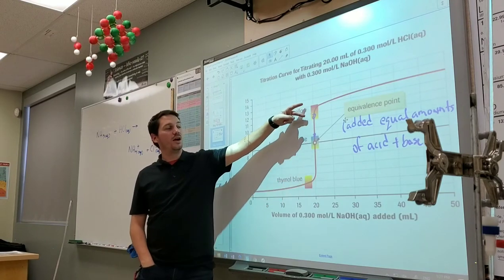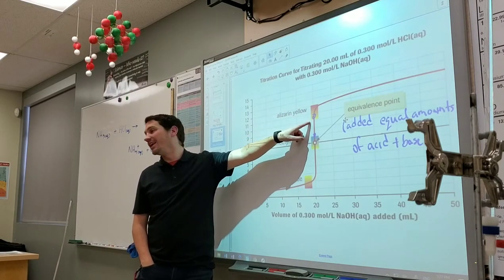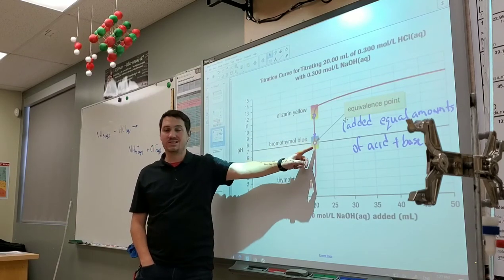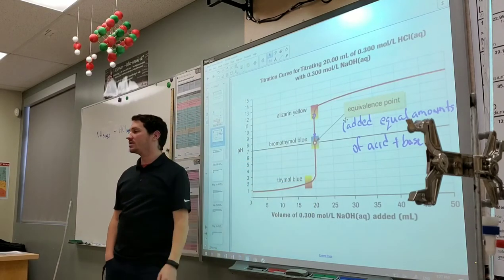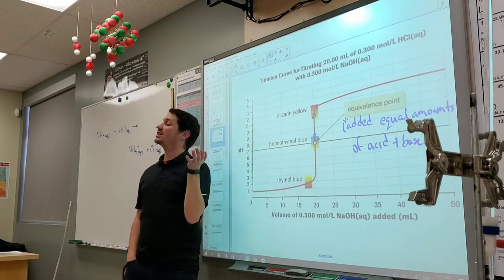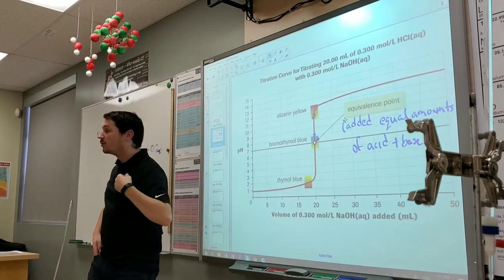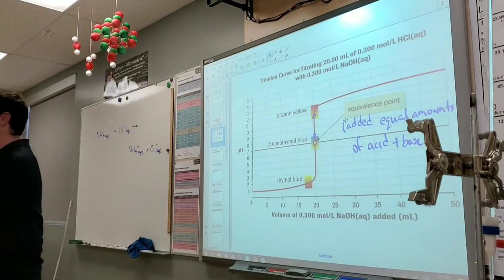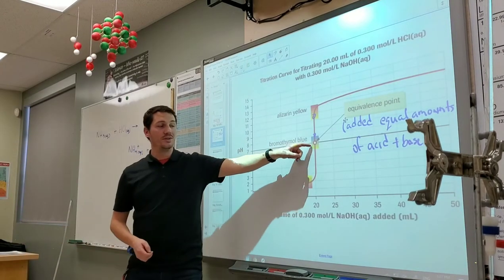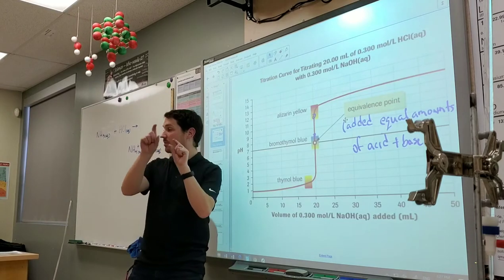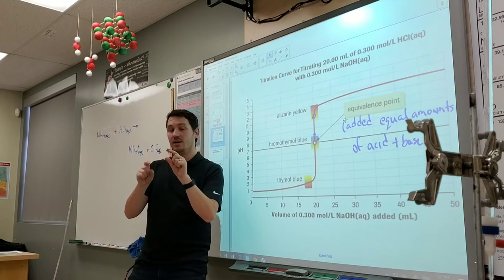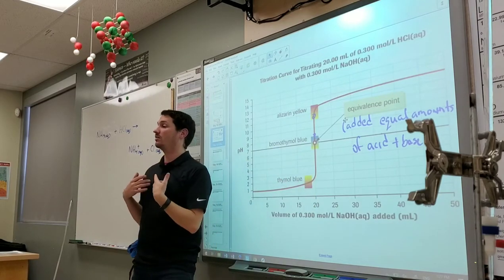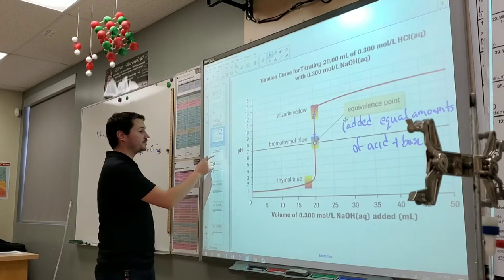If we choose an indicator like alizarin yellow, the indicator pH is way too high, and we're going to miss the equivalence point, right? So our end point isn't going to match up with our equivalence point. Remember, the end point is the color change you see. The equivalence point is the point in the reaction that you're trying to match up with the end point, right? So if your end point doesn't match your equivalence point, then you're going to have the wrong values in your titration.